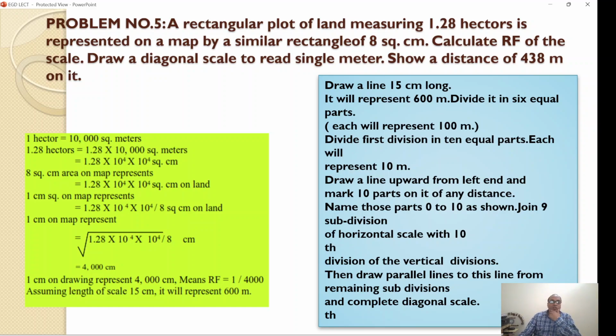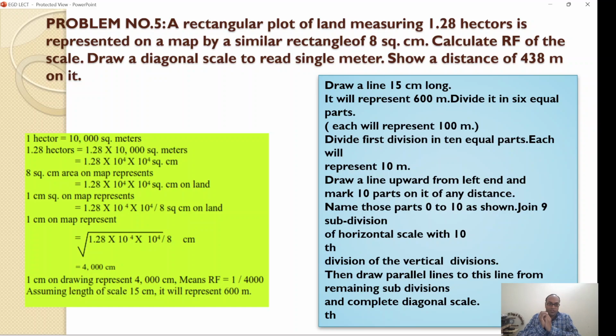So this is another problem: a rectangular plot of land measuring 1.2 hectare is represented on a map by a similar rectangle of 8 square centimeters. Calculate the RF of the scale and draw the diagonal scale. In this question you can see that the RF is not directly given.